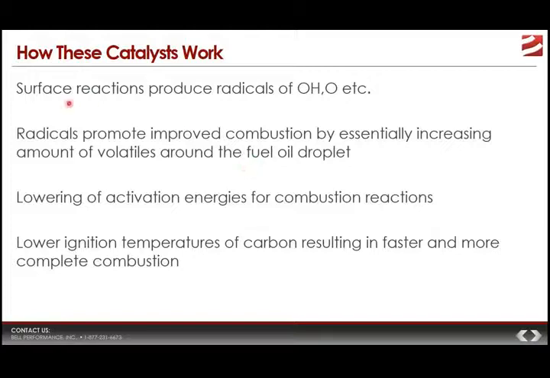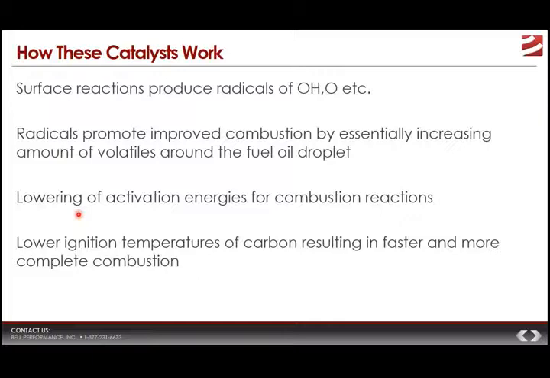Now, the reason why this matters is because if you can increase the amount of OH radicals that are formed, these tend to be really, really reactive. And as such, when you put them in a combustion scenario, they actually increase and help drive complete combustion. They improve the completeness of combustion, basically. So one of the things that organometallic combustion catalyst does is it increases the amount of these, and it increases the amount of volatiles that are formed around the fuel oil droplet. The second thing that it does is lowers the activation energies.